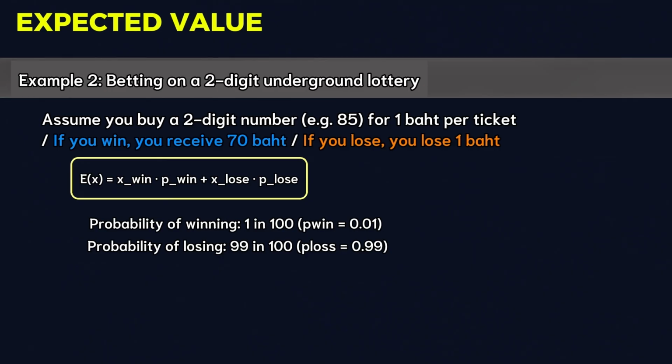You roll 2 dice. If the total is 5, you lose 10. If it's 9, you lose 10. But if it's 7, you win 70. Would you play? If you'd like to think about it yourself, pause the video here.